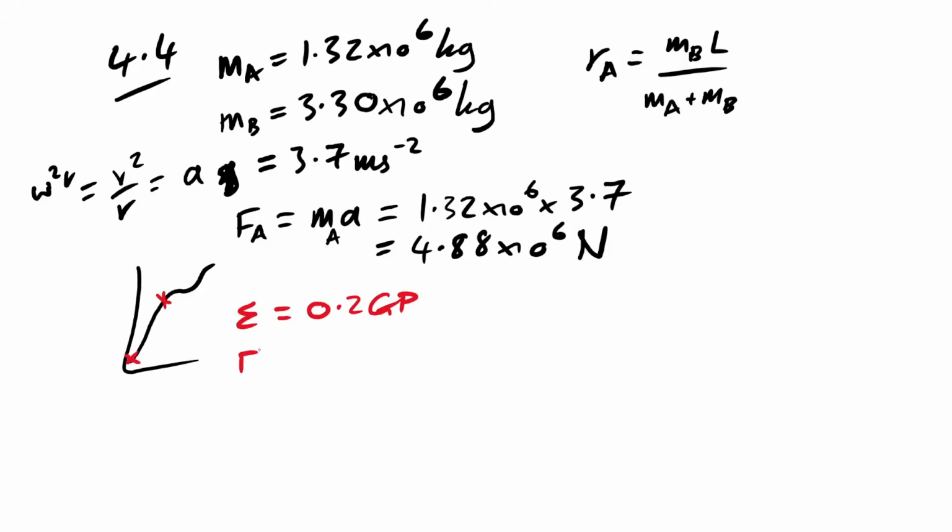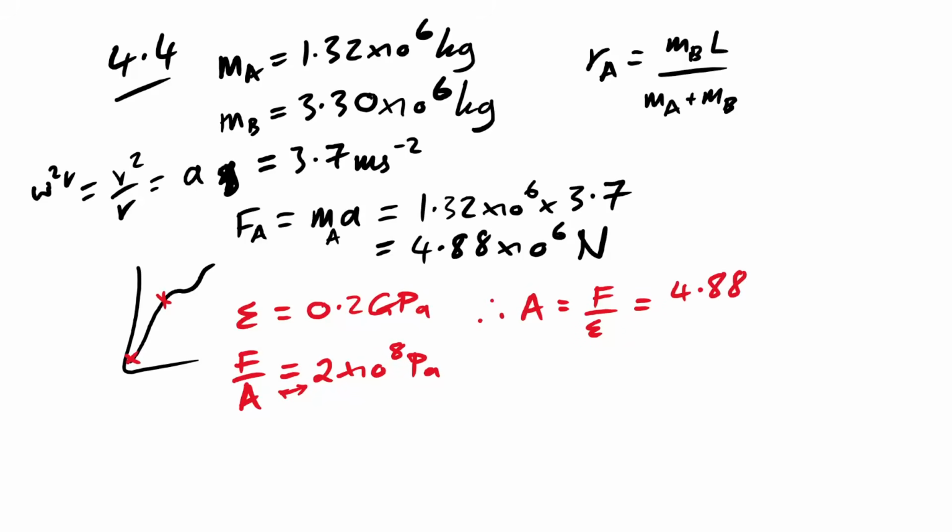Of course, stress is force divided by area, and 0.2 gigapascals, giga is times 10 to the 9. So therefore we're going to say that that's 2 times 10 to the 8 pascals. Okay, so swapping these two round, area is equal to force divided by stress, and so that is 4.88 times 10 to the 6 newtons divided by 2 times 10 to the 8 newtons per meter squared, or pascals, and that gives us an area of 0.024 meters squared.